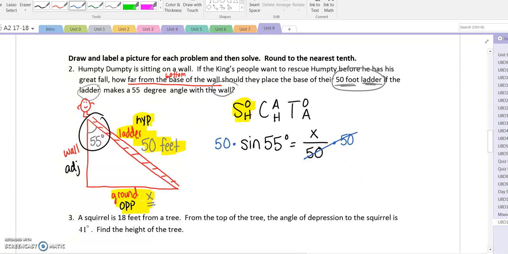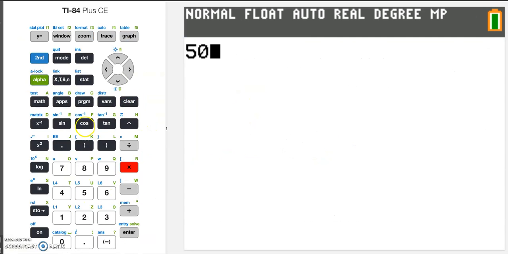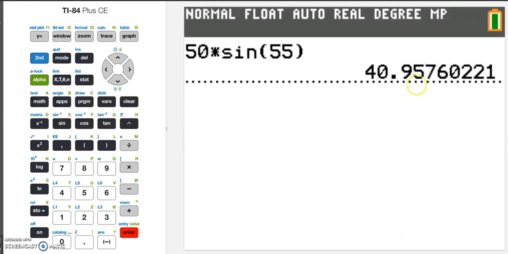One side undoes. The other side we'll throw in our calculator. So let me clear out the last one. 50 times the sine of 55 degrees. And if you're getting different numbers than me, check that you're in degree mode. Remember, press the mode button and it'll tell you.